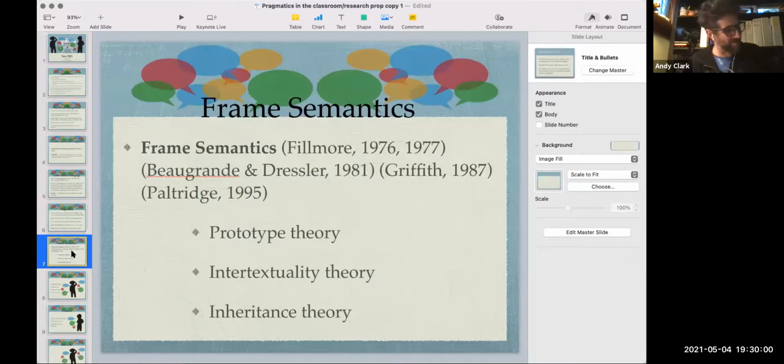Frame semantics is another new one I found. Totally new to me. In the mid-70s, this guy named Fillmore asked, what leads users to recognize communicative events as being situated within this specific genre? Now, again, I'm going to say these events, these situations, again, it all connects to pragmatics for me. So much of these common lexical units just bounce back and forth for me. Later on, to an extent, this guy named Partridge answered this by arguing that pragmatics plays a much larger role on the notion of genre through concepts such as prototype theory, intertextuality theory, and inheritance theory.